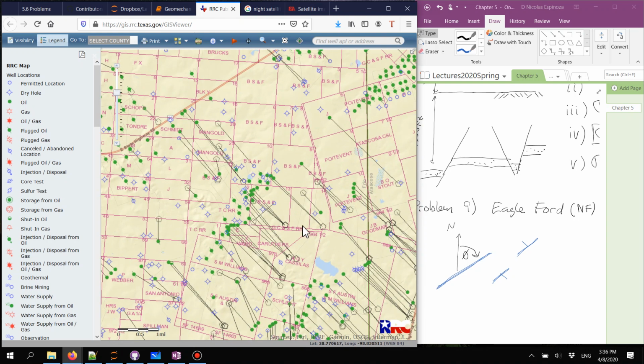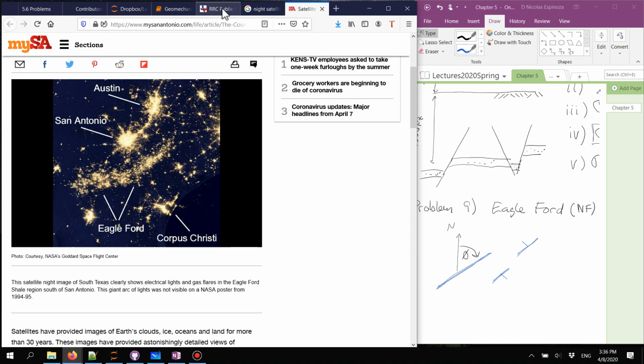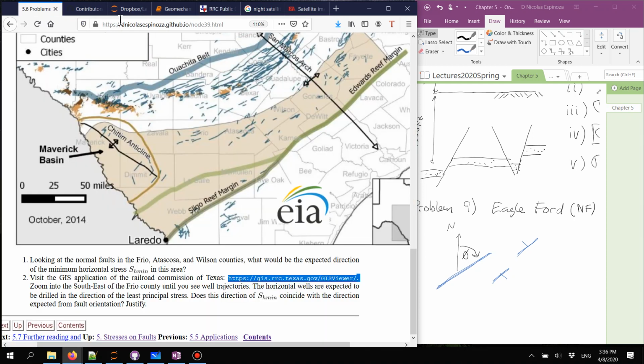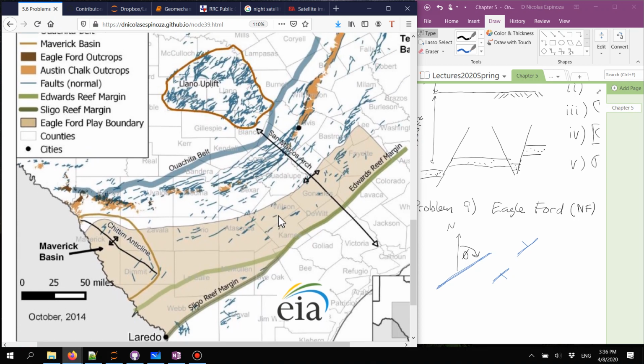So that's your job, and that's what you have to do. You have to reconcile and use these two pieces of data in order to explain what is the direction of faults at this particular place in the south of Texas.